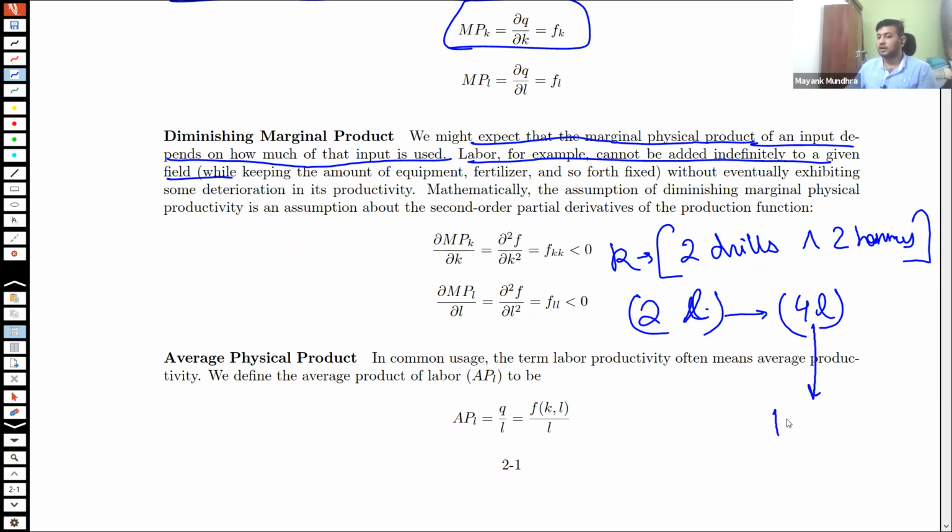Suppose you hire 100 labor. Now 100 labor are sharing two drills and two hammers. There's going to be a waiting line to work with hammers and drills. So for the same amount of capital, if you keep adding more and more labor, it is not going to keep adding productivity at the same level. So that is the idea of diminishing marginal product. What it says is that marginal product is positive, but it is going to be diminishing.